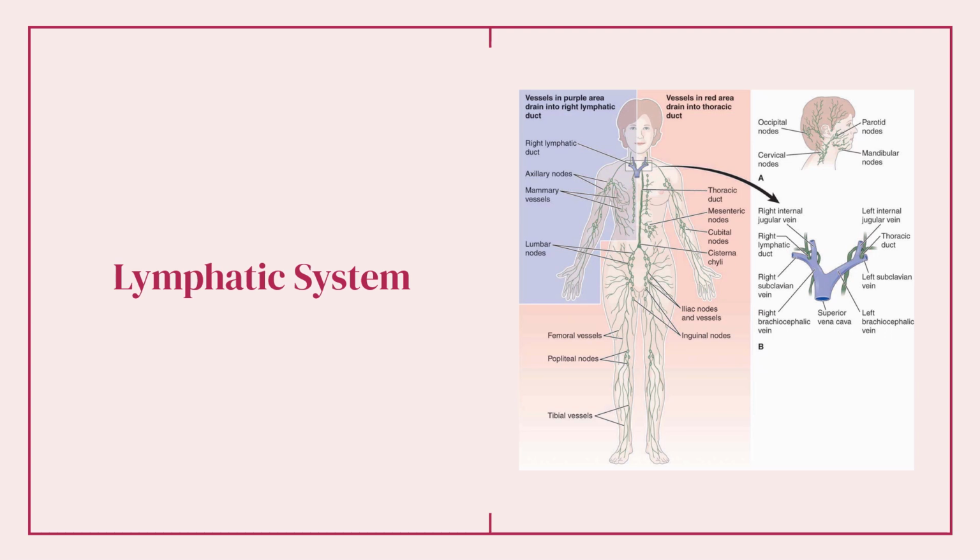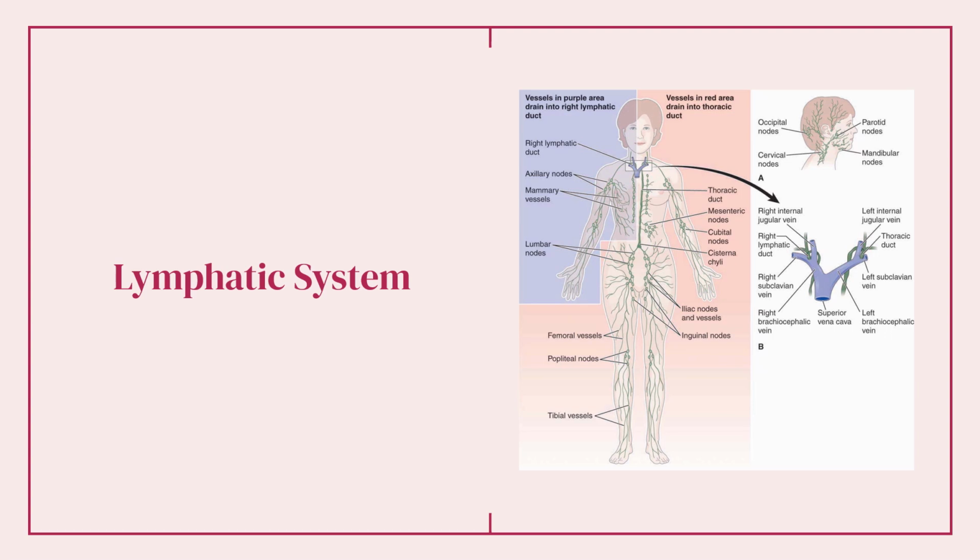So key structures, we have lymph vessels, which carry fluid, and then we have lymph nodes, which filter and fight infection. We also have a thoracic duct, which drains most of the body, and a right lymphatic duct, which drains the right upper body. Ultimately, lymph returns to the venous system. And when the lymphatic system isn't working properly, we get fluid buildup, which is also known as lymphedema. And this can happen with cancer, lymph node removal, infections, and chronic venous issues.